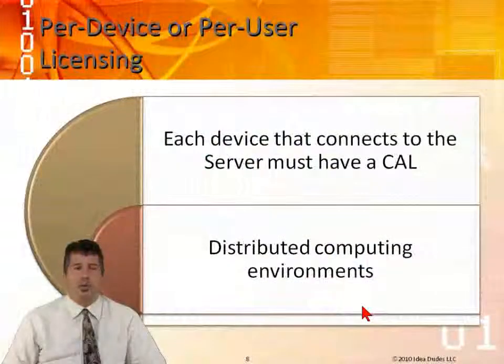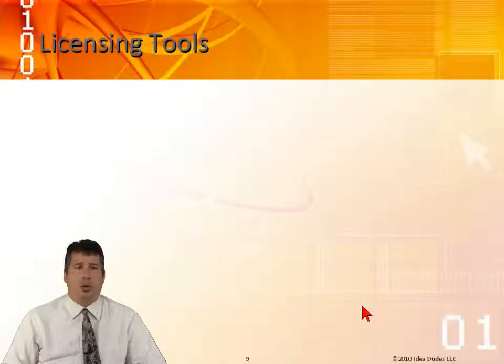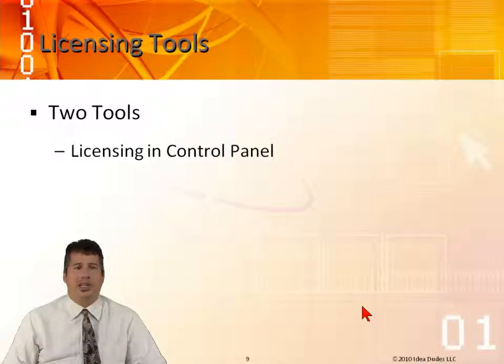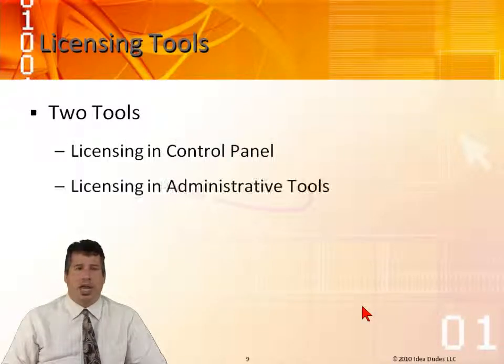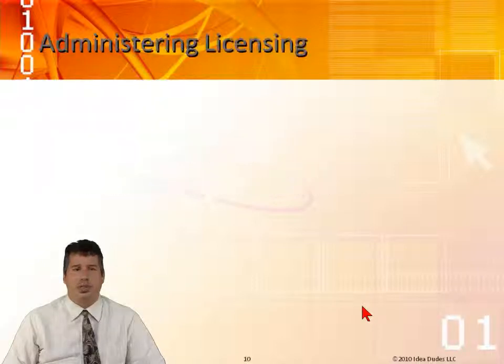Now you have to understand that the information we're going over right now is just the tip of the iceberg. There's actually a whole certification on licensing. Licensing can be one of the most confusing parts of a Windows Server 2003 installation and any of our server deployments. So we do have some licensing tools that we can use. There are two tools: Licensing in the Control Panel, and Licensing in the Administrative Tools.